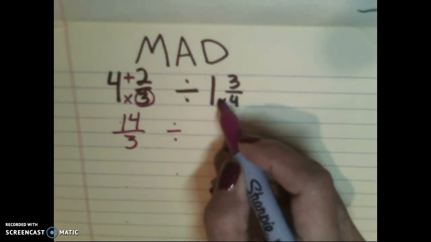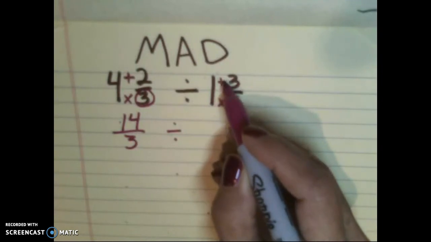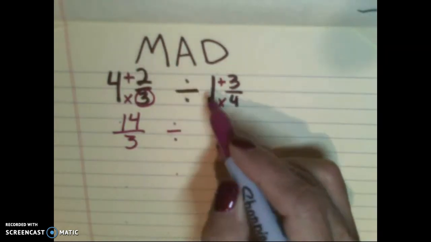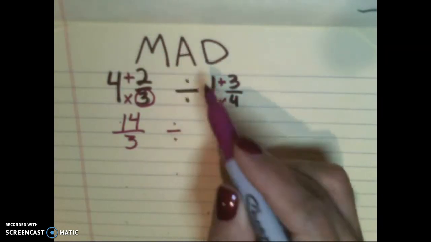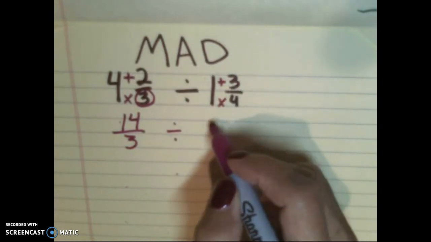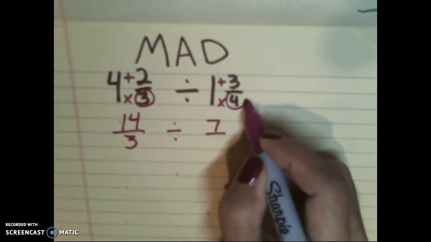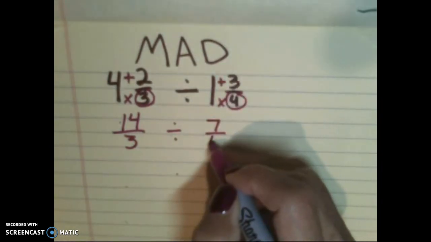So 4 times 1 plus 3. So we're using multiplication and addition. 4 times 1 is 4, plus 3 is 7. Then the denominator stays the same.